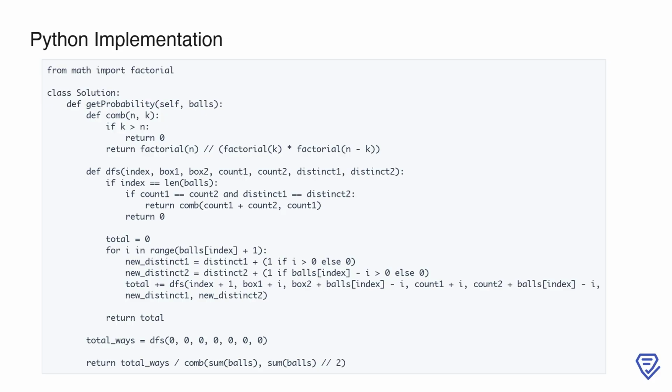To compute the final probability, we divide the number of valid distributions by the total number of ways to distribute the balls, which is calculated using the combination formula. This approach ensures that all edge cases, such as unequal distributions or incorrect distinct counts, are handled. The use of recursion allows us to systematically explore all possible distributions, and the combination formula ensures that the solution is efficient and avoids redundant calculations.